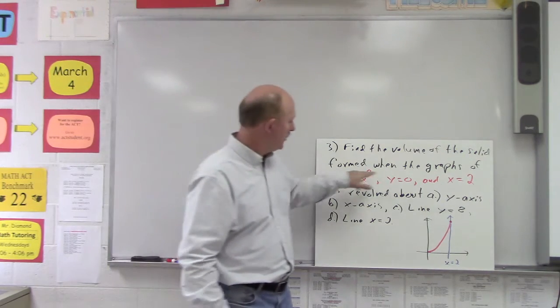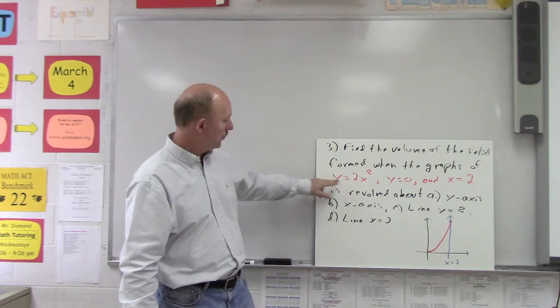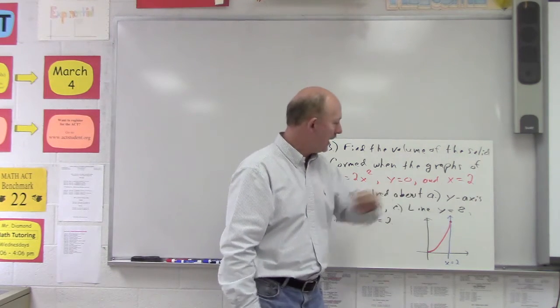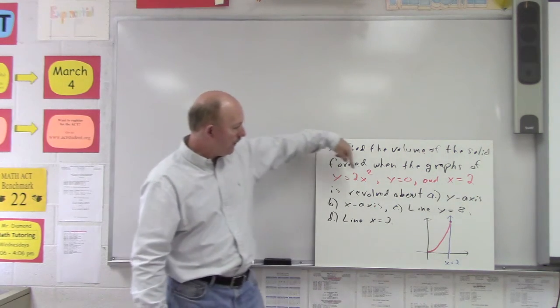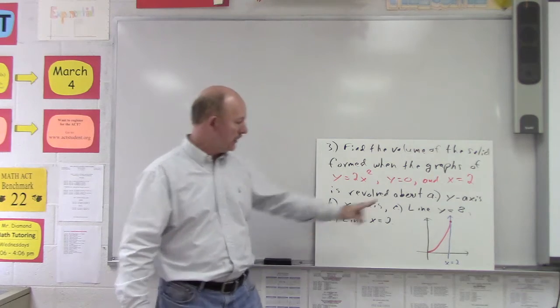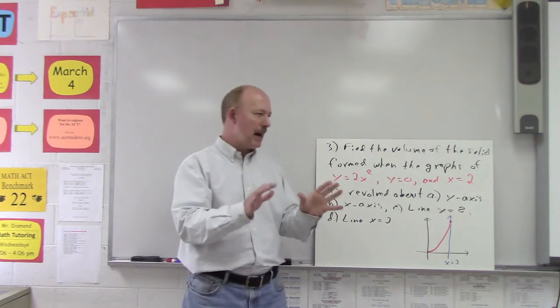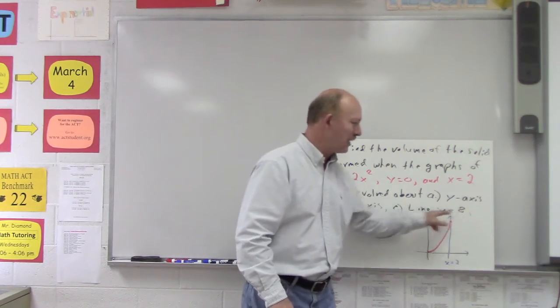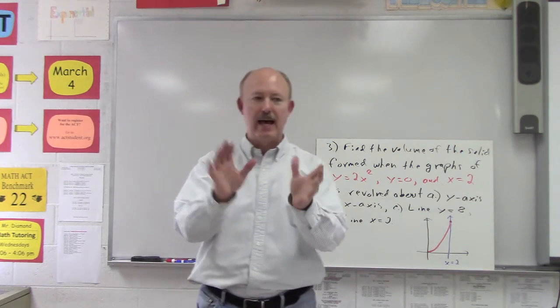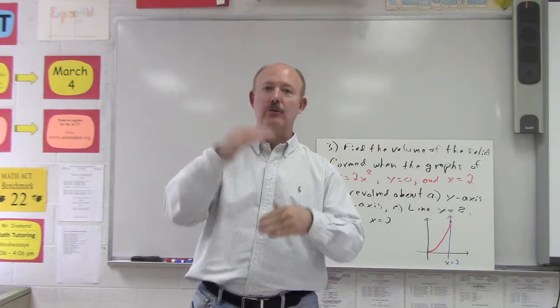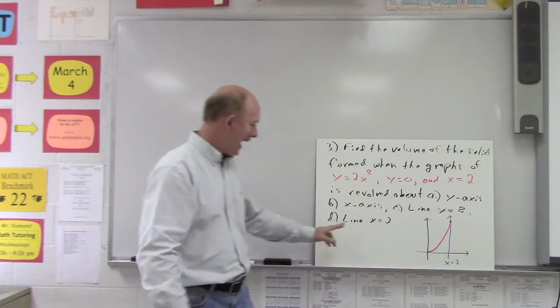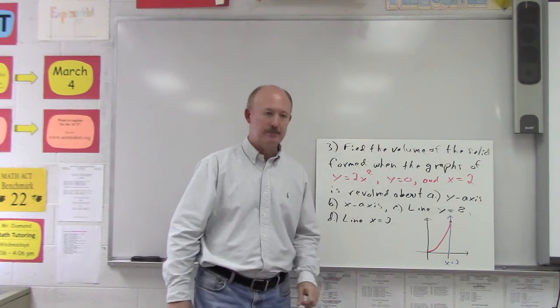It says, find the volume of the solid formed when the graphs of y equals 2x squared, y equals 0, and x equals 2 is revolved about, first, the y-axis, then the x-axis. Okay, what if we revolve it about the line y equals 8? So we're going to try revolving about a line that is not an x-axis or a y-axis. Okay, and the line x equals 2.